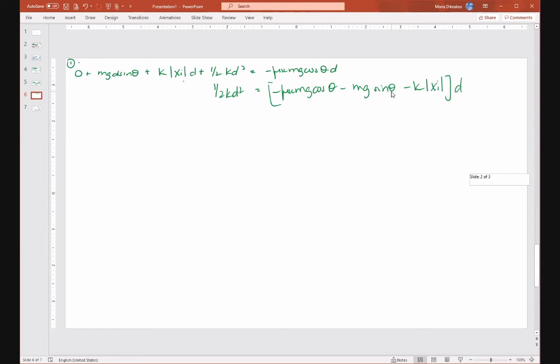Okay, so this one, all brought over to the other side. There's a D and a D squared here. So it becomes 1/2 KD equals mu K mg cosine theta minus mg sine theta minus K xi. Therefore, D is negative. It's interesting.